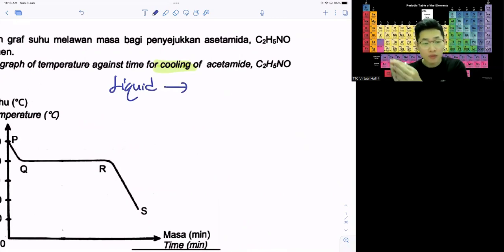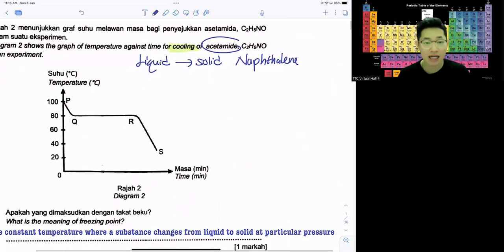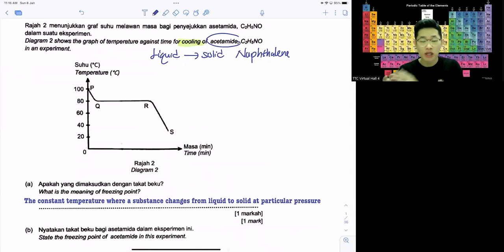when the liquid cools down and freezes into a solid. For acetamide or naphthalene, they are the same. 同样的啊，不管它是 acetamide 还是它给你 naphthalene，cooling usually 都是从 liquid 变去一个 solid.